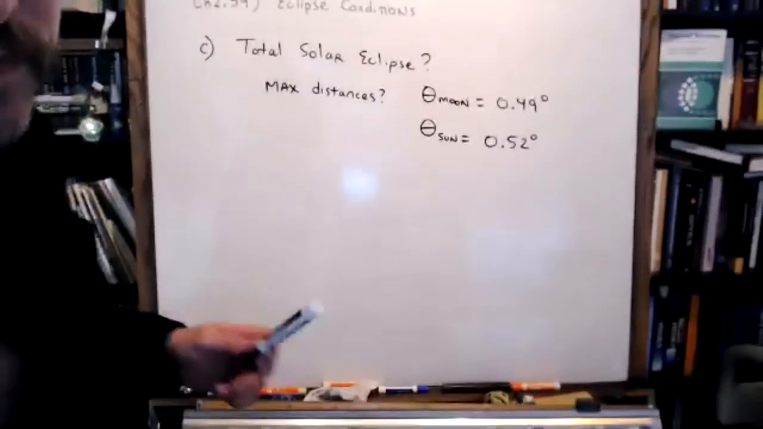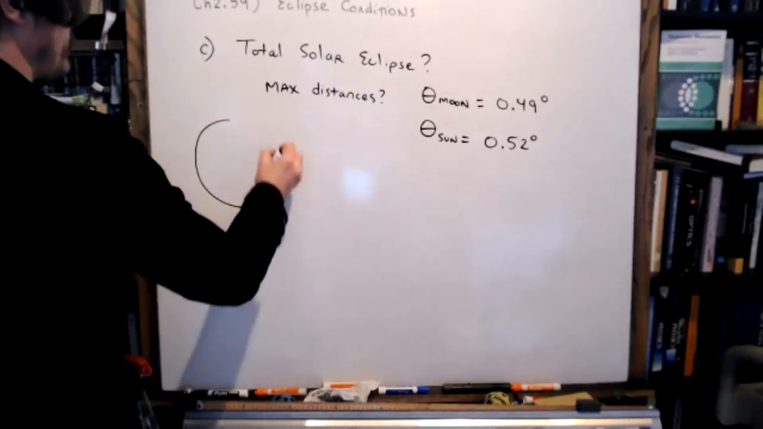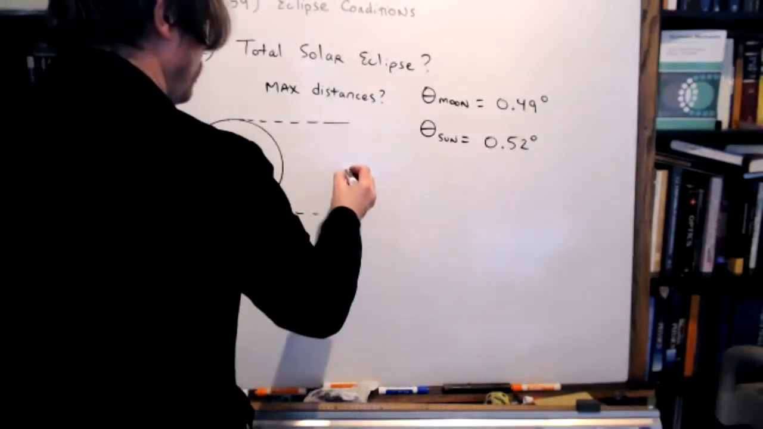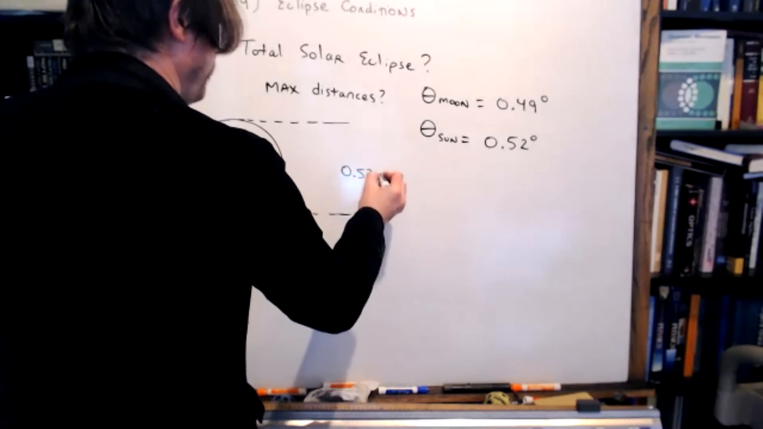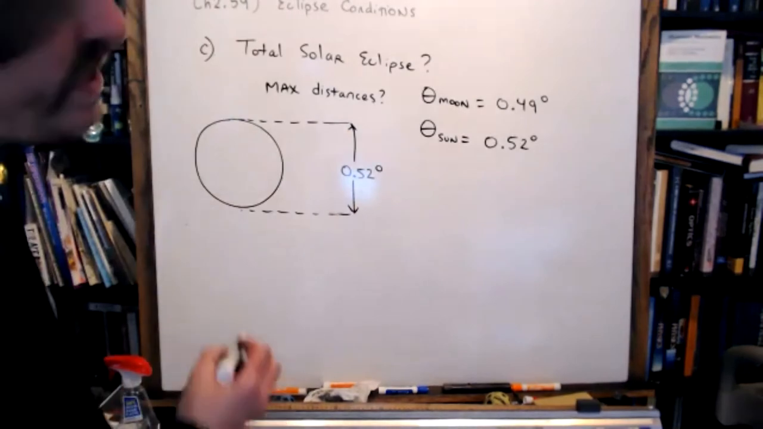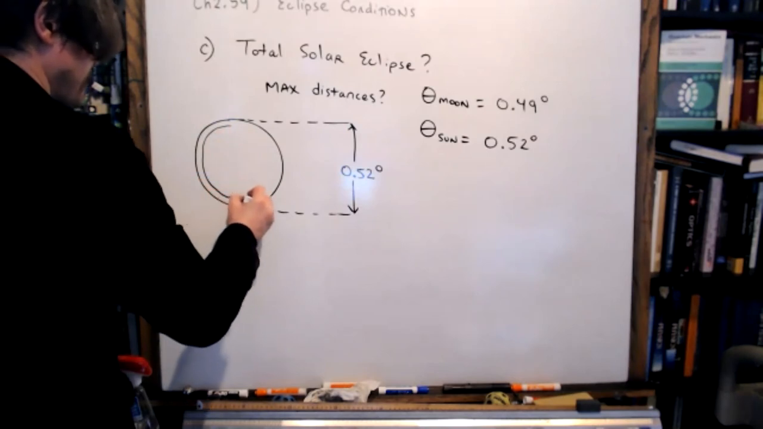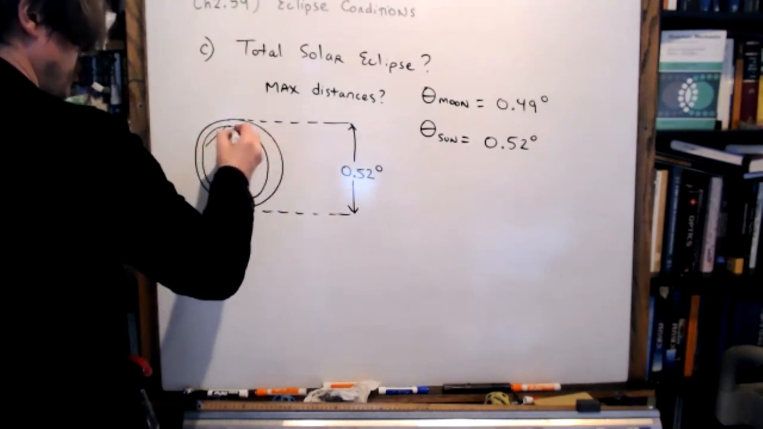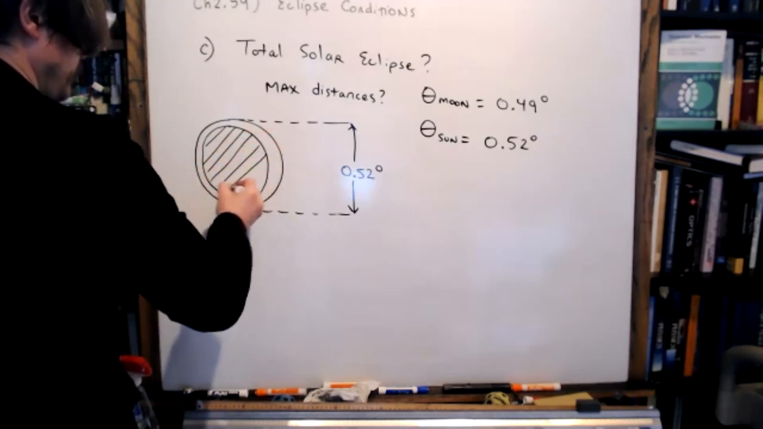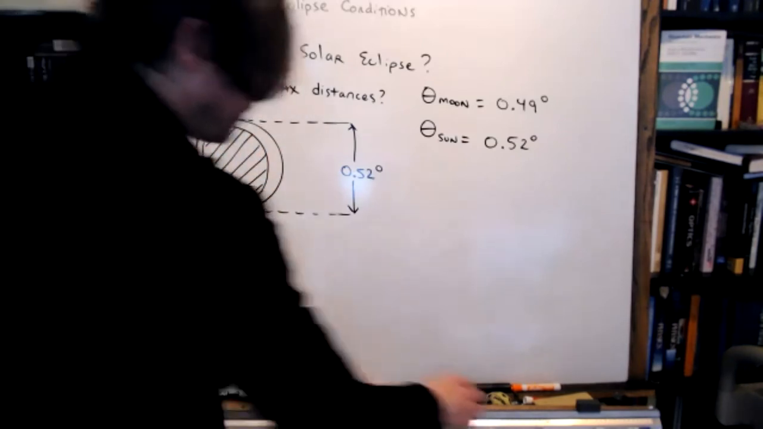So let's draw the picture of what's happening here. First, we're going to draw the sun. And the sun has an angular size of 0.52 degrees, top to bottom. But the moon here has a slightly smaller angular size. I'll shade that in so you can see that that's the moon. And the moon's angular size, maybe some colors would help here.